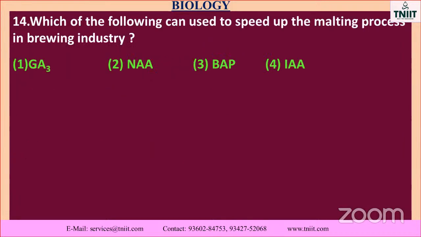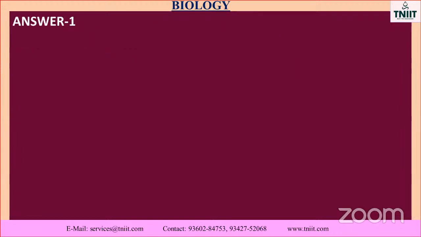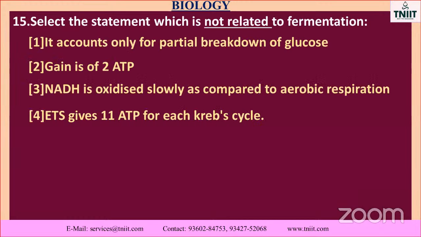Which of the following can be used to speed up the malting process of the brewing industry? GA3 only; NAA, BA and IAA will not come. So GA3, gibberellic acid, only will come for the brewing industry. One is the answer, the correct one. The last one.